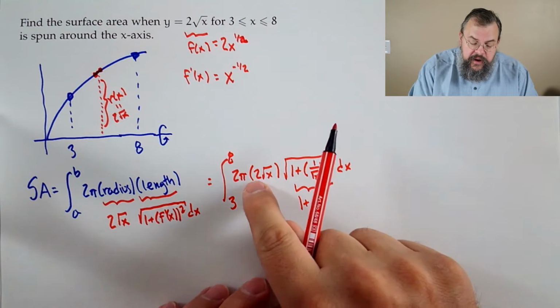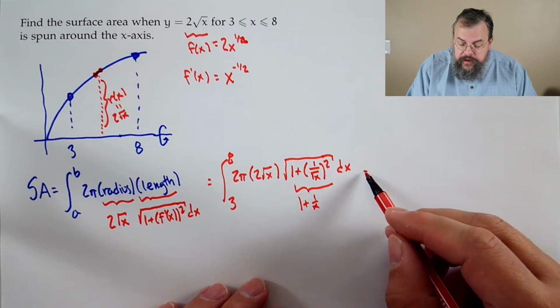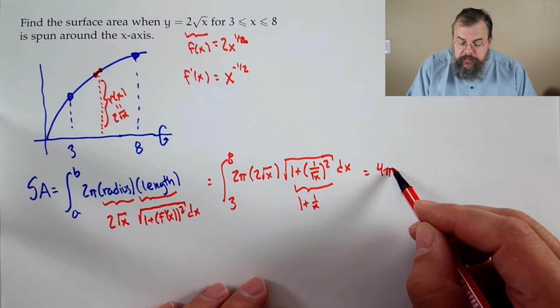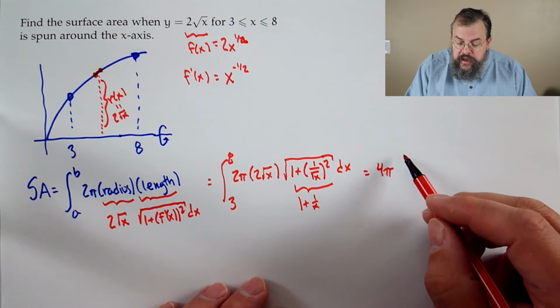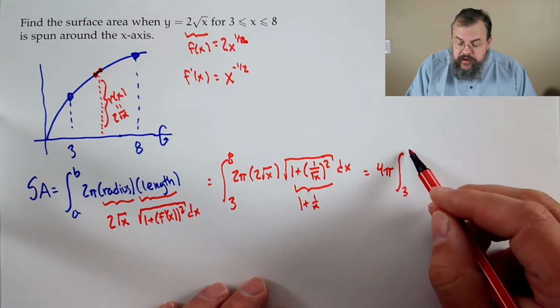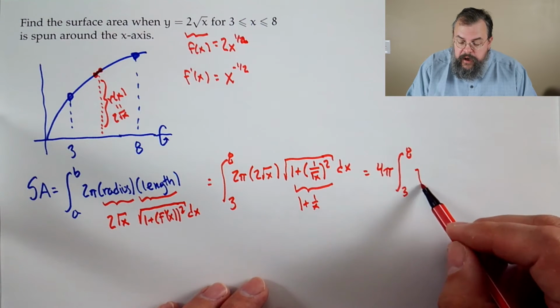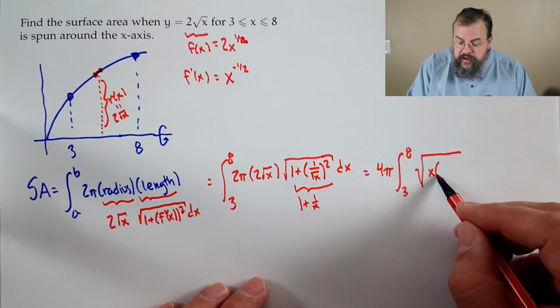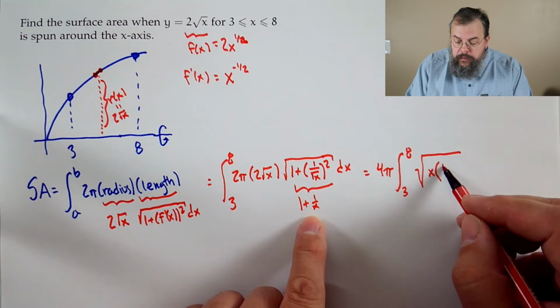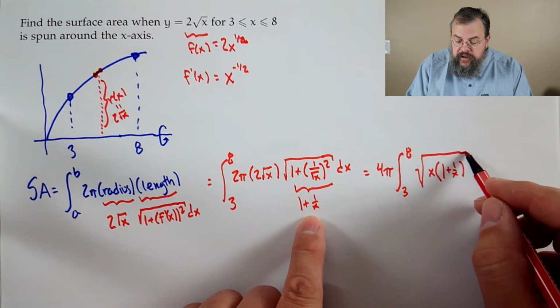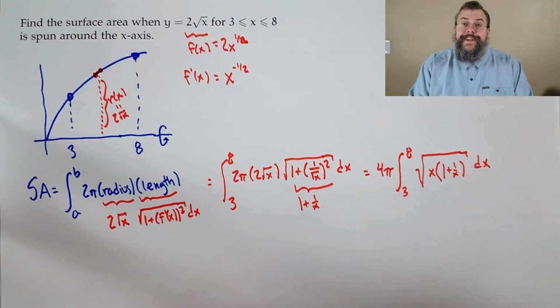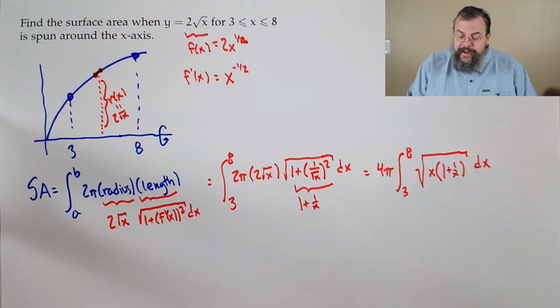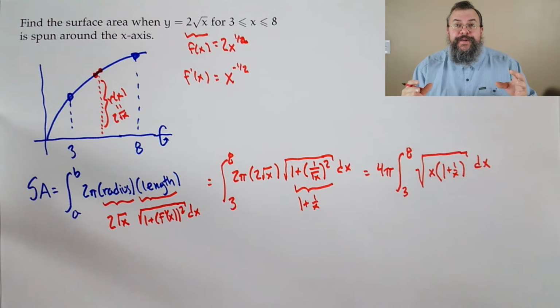So let's pull out our constants in front. That would give us 4 pi in front, 2 pi times 2, integral 3 up to 8, and then there's going to be a single square root. We have an x from here, times, then from this part, 1 plus 1 over x, dx. Okay, now we say, perfect. We see what we can do.